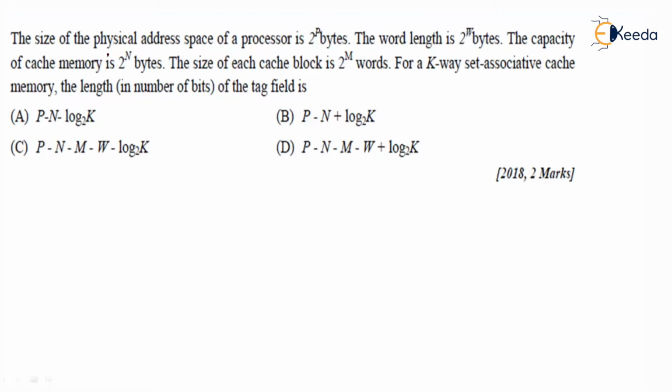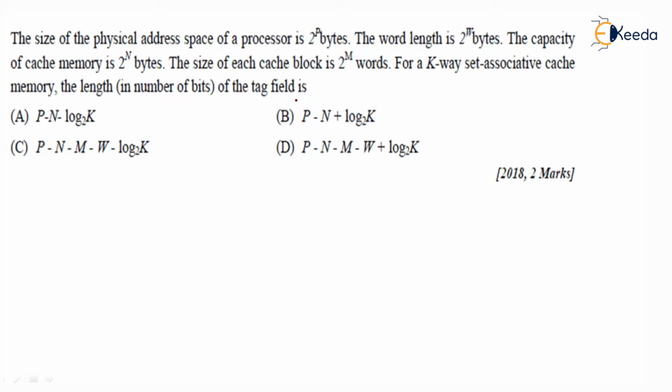The size of a physical address space of a processor is 2 power p bytes. The word length is 2 power w bytes. The capacity of the cache memory is 2 power n bytes. The size of each cache block is 2 power m words. For a k-way set associative cache memory, the length in number of bits of the tag field is what?